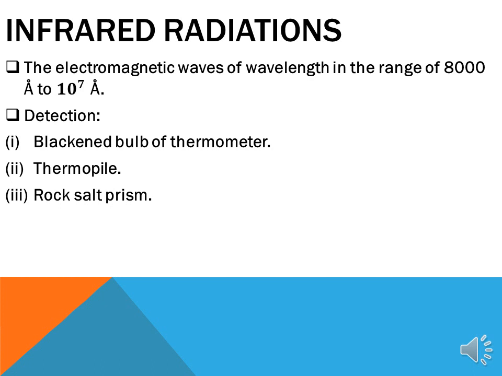A thermopile can also be used to detect the heat radiations. The galvanometer connected with the thermopile shows deflection when infrared radiations fall on the thermopile. The spectrum of the infrared radiations is obtained by using a rock salt prism because the rock salt prism does not absorb the infrared radiations, whereas a glass prism absorbs them.